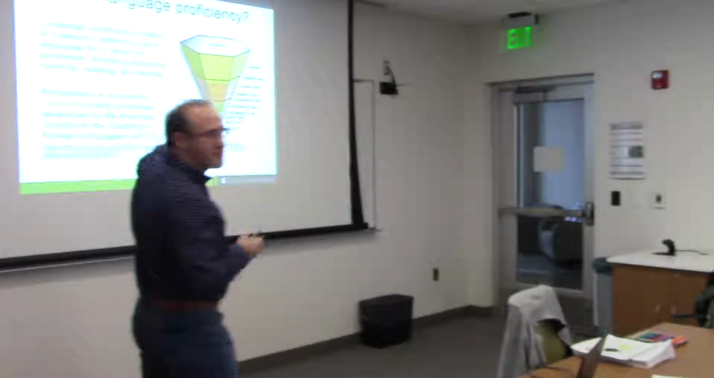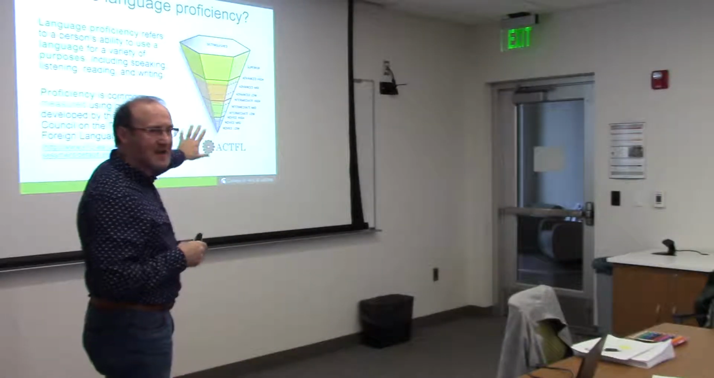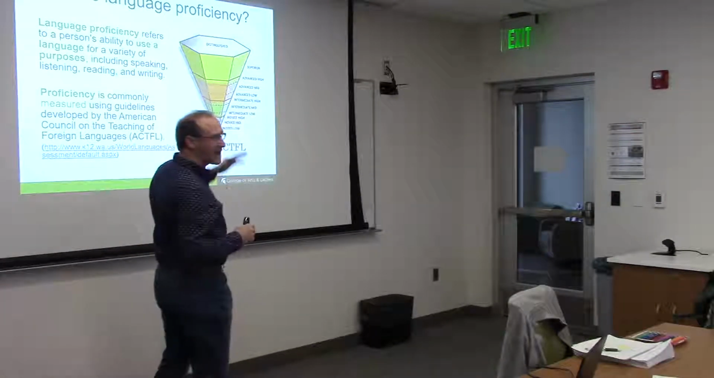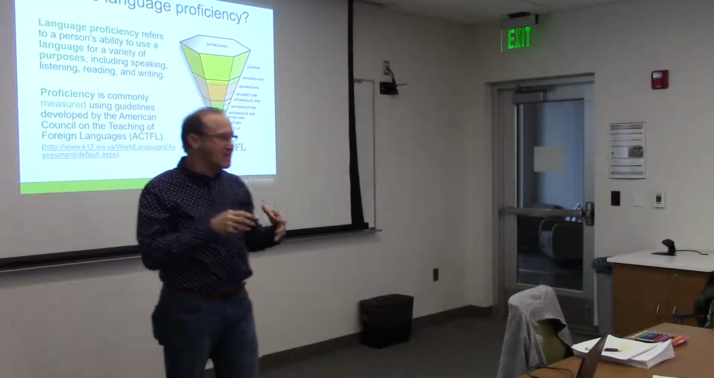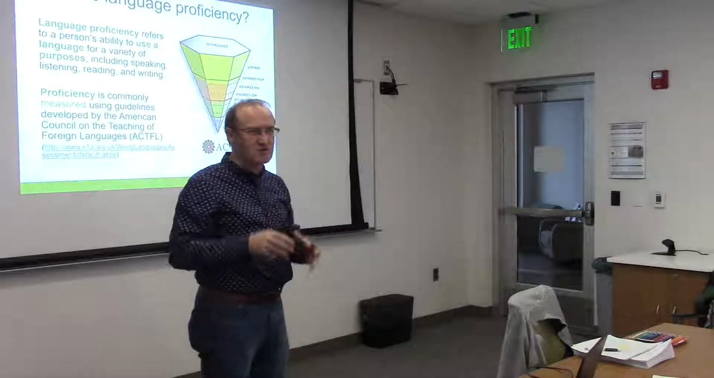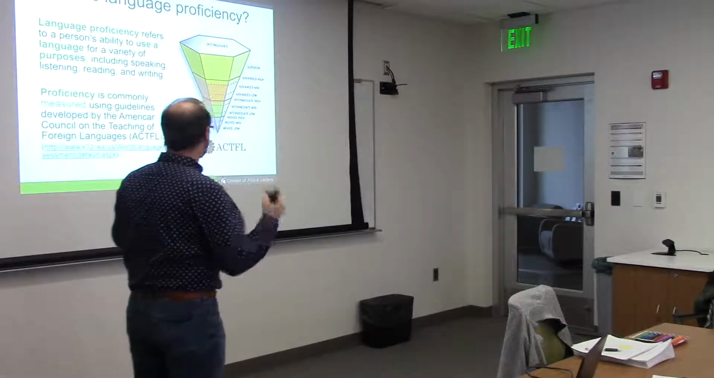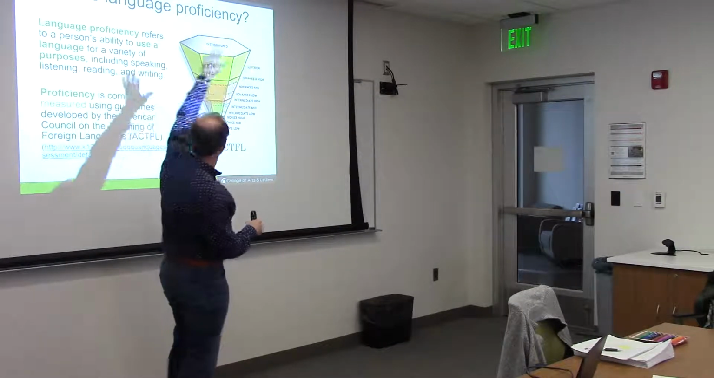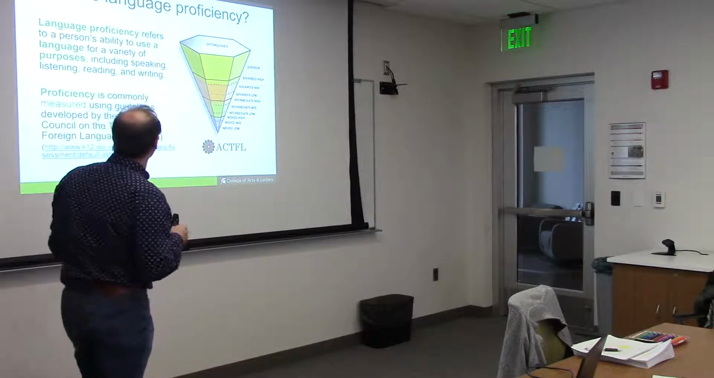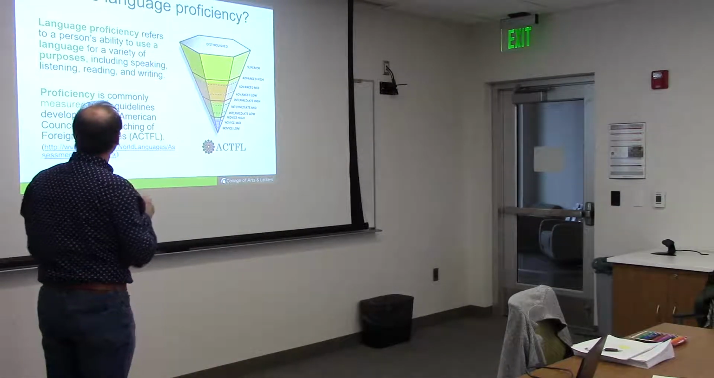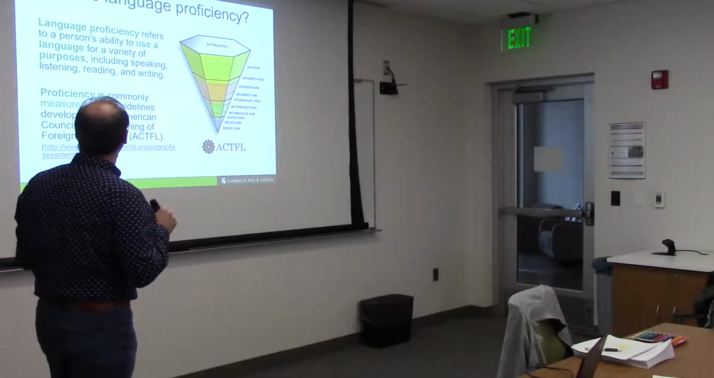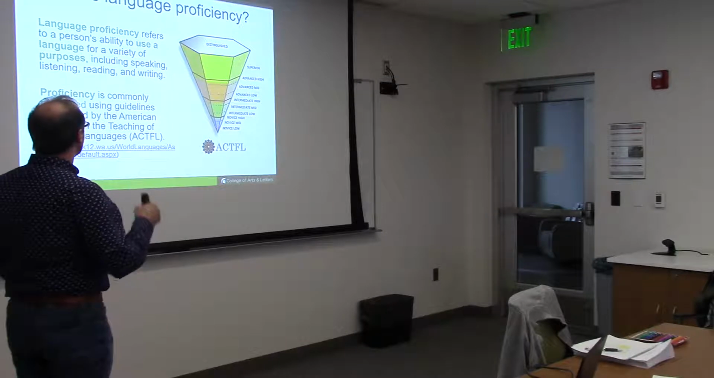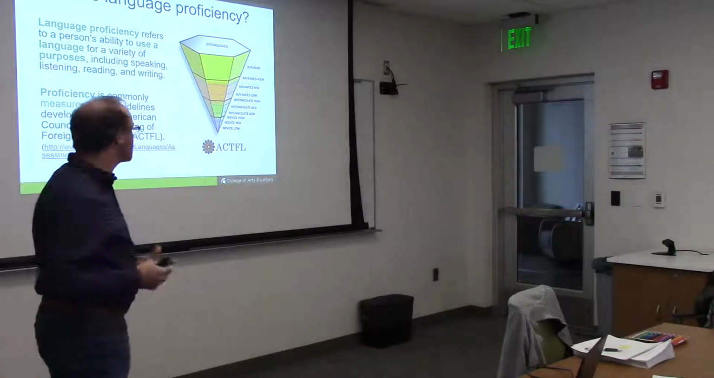And we all know this, and Julie talked a little bit about that, so I'm not going to spend too much time on this. So we have the actual guidelines, which are basically here in the United States, the guidelines for language learning, for foreign language learning. You have the different levels, from novice to intermediate, to advanced, to superior, and even distinguished. And again, the definition in the actual guidelines is very clear. Language proficiency refers to a person's ability to use a language for a variety of purposes, including speaking, listening, reading, and writing.